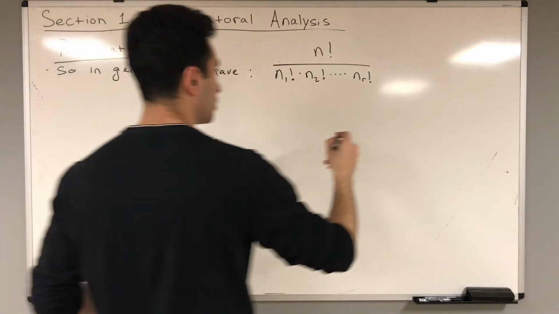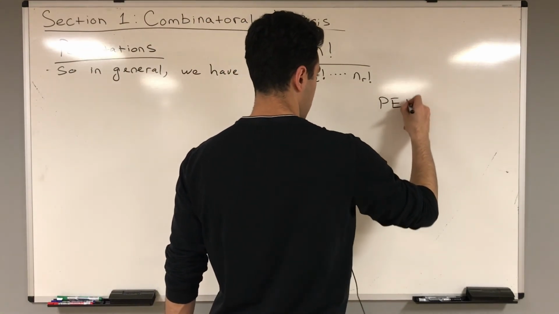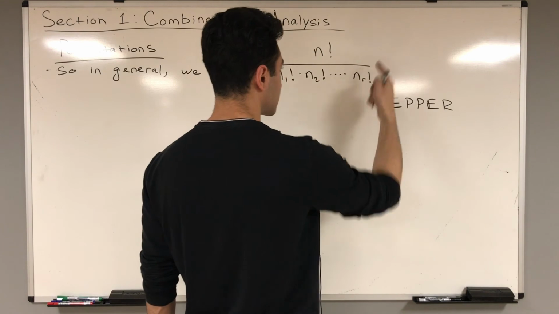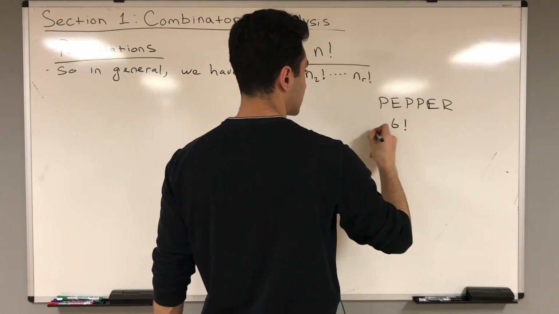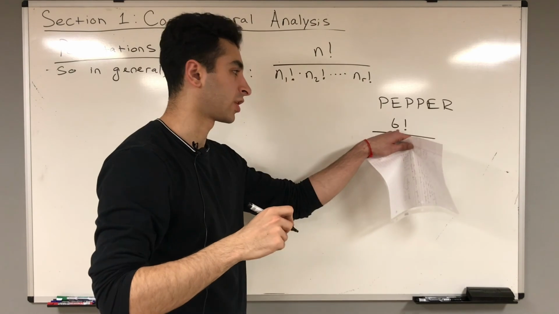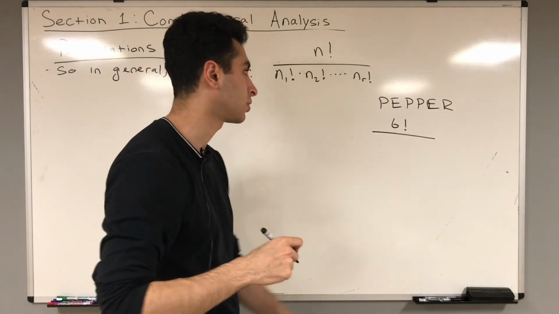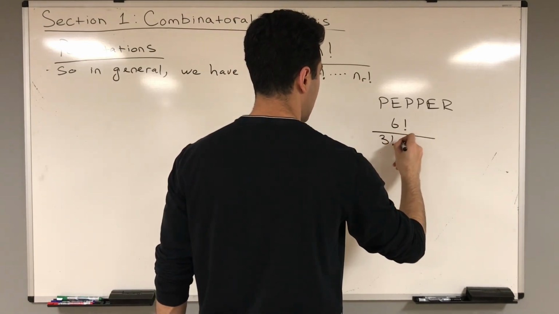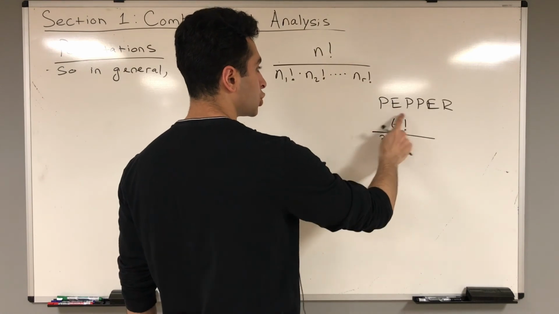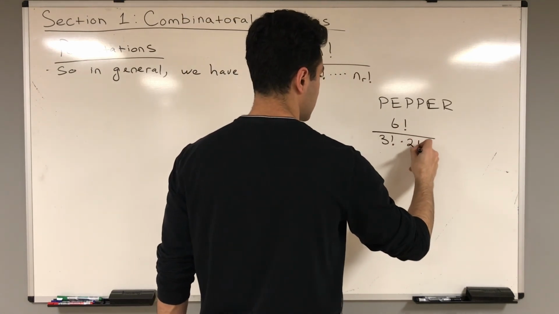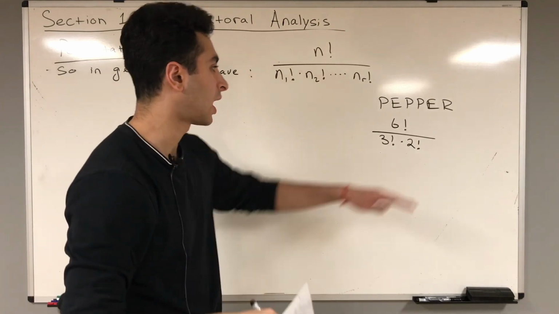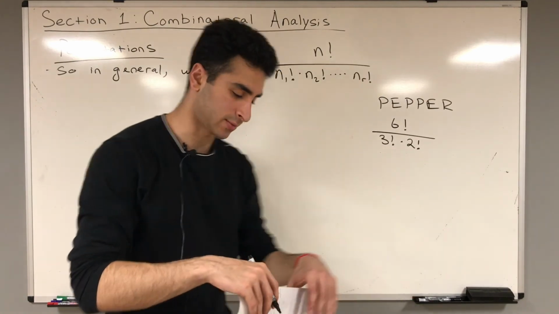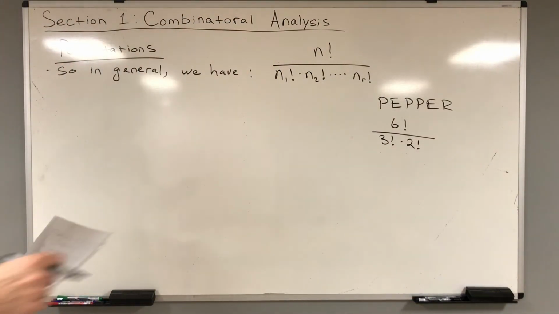So for example, in the word pepper, one, two, three, four, five, 6 objects. So you would have 6 factorial on top. You could try it out on yourself to see that it is 6 factorial. But the P's you could rearrange 3 factorial ways, because they're all the same object, times the 2 E's that are alike, times the 2 factorial ways you could rearrange the E's. I want you to verify that this is correct on your own. If you don't understand why this is correct, please leave down a comment. Okay, so let's move on to our example.